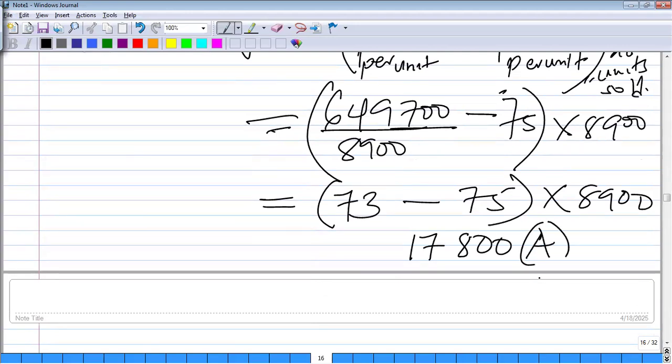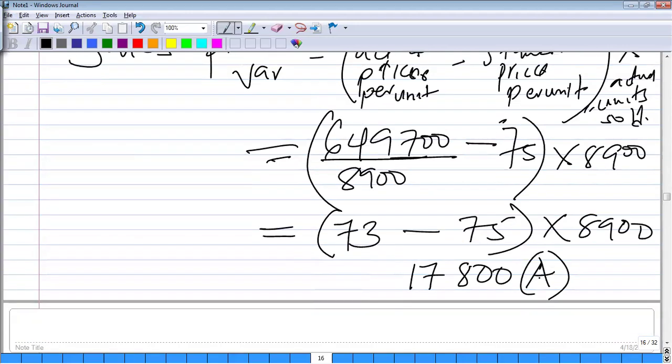17,800 adverse. In this situation, since they did not give us the actual price, we had to calculate 749 divided by 8. So it's easier to do 64,900 minus 75 times 8,900.